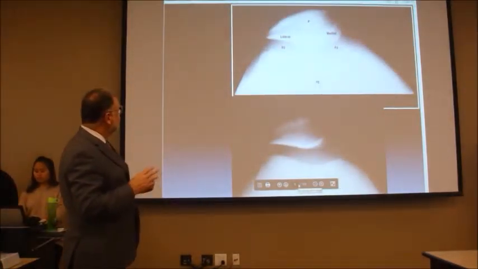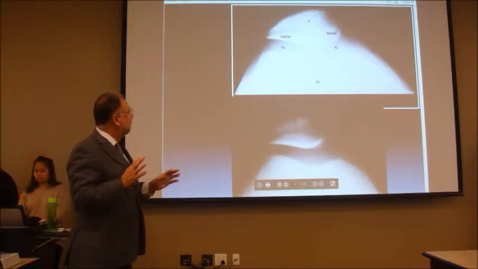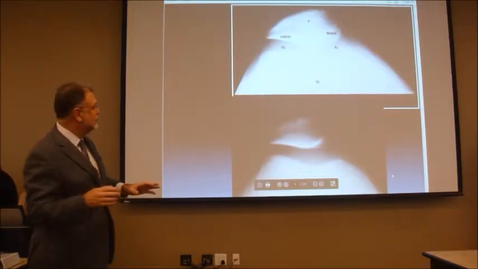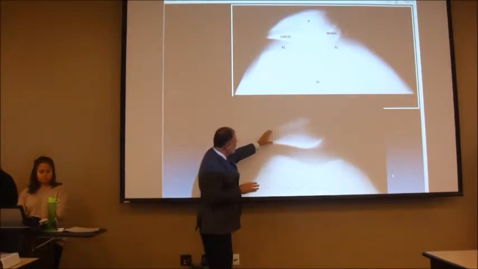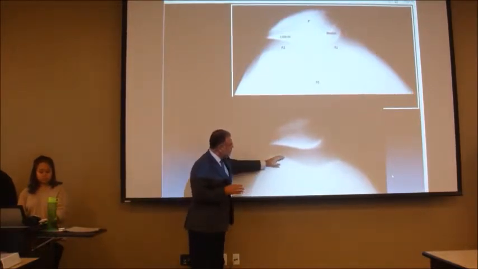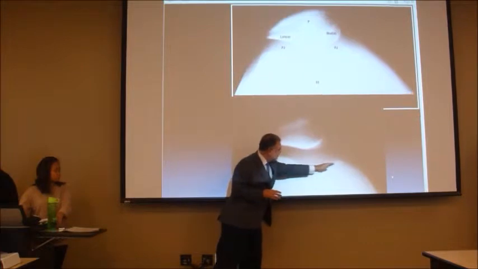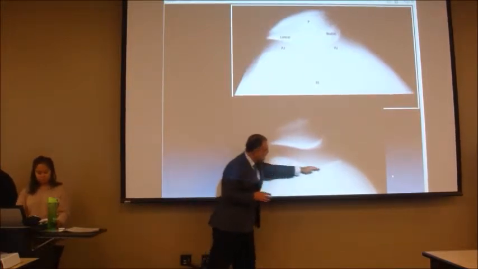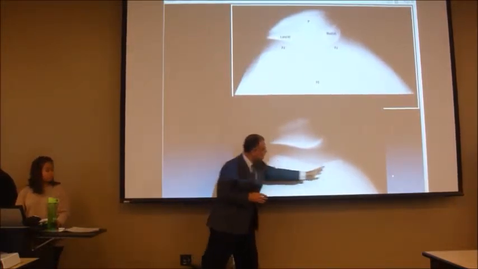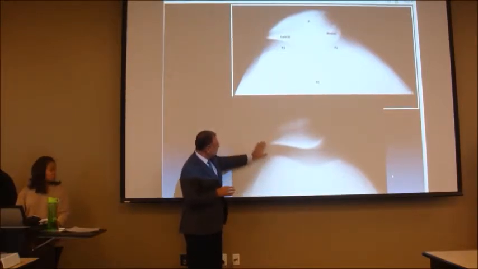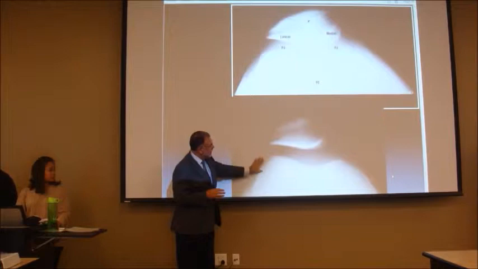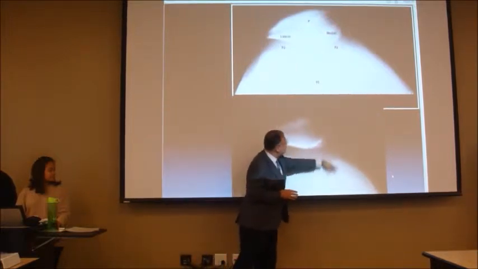The important thing about these two images is that they are called sunrise views. The sunrise view is where the patella is coming on top of the femur, and this is the patellar tract. This is between the femoral condyles. This is the lateral side. This is where the lateral retinaculum is. This is the medial side.